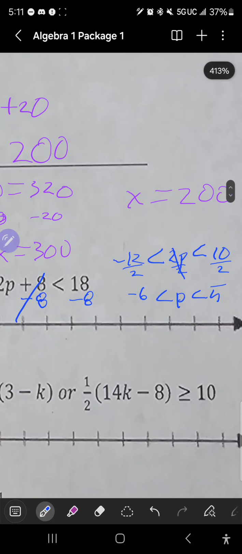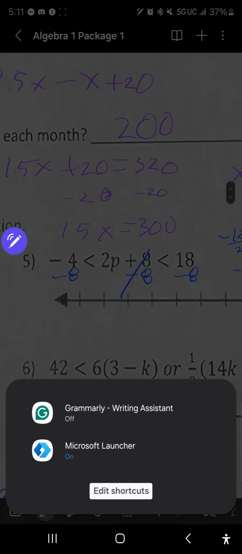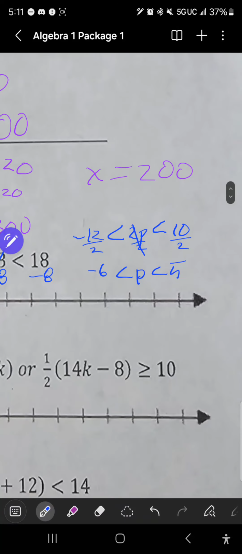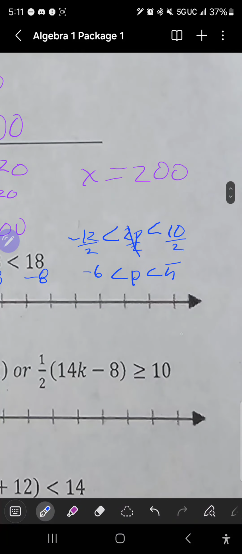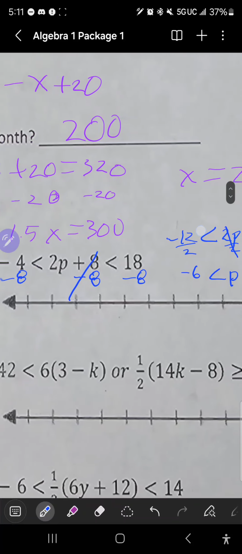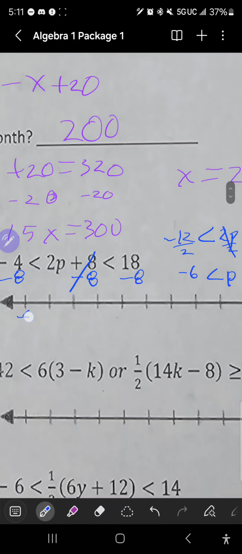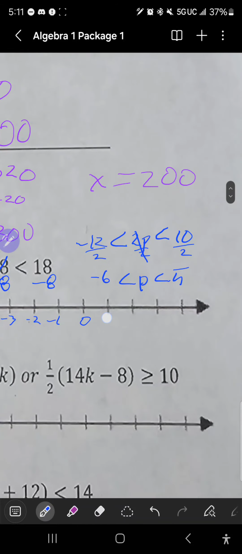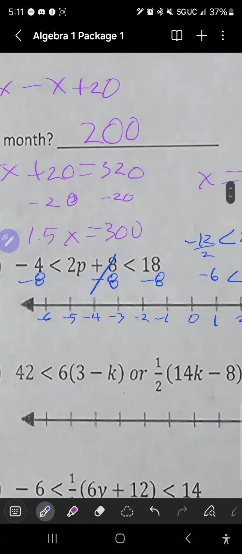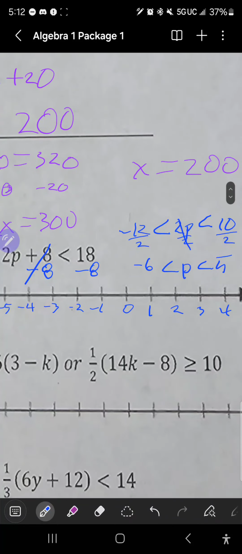And to graph this, we need to name all the lines in the arrow. So this is -6, -5, -4, -3, -2, -1, 0, 1, 2, 3, 4, 5. I do it like this. There is not enough space.